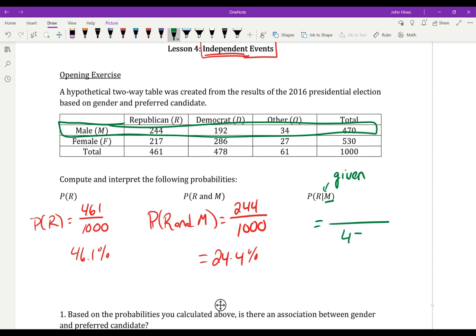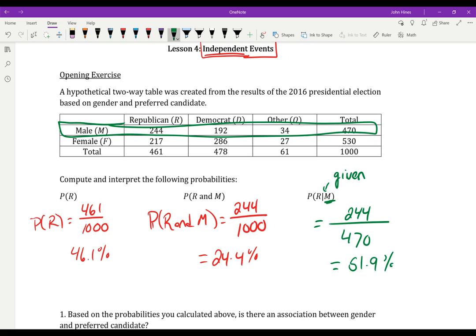So my denominator became 470 because that's my total number of males. My universe shrunk to my given. Now, how many of those males are also Republican? Well, 244 of them. 244 of the males are Republican, which if I type into a calculator, I get about 51.9%.